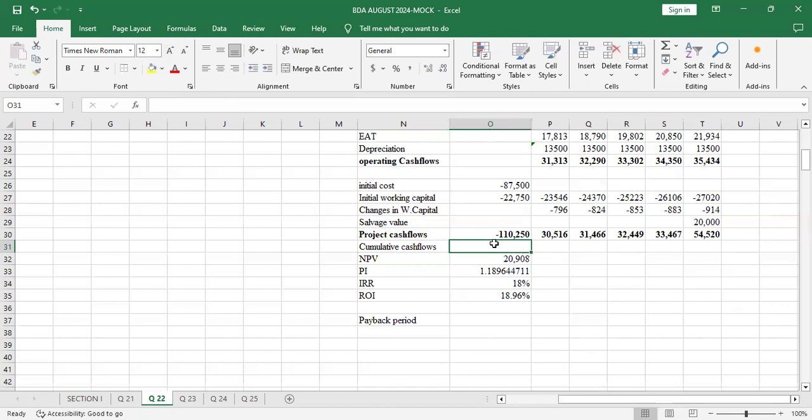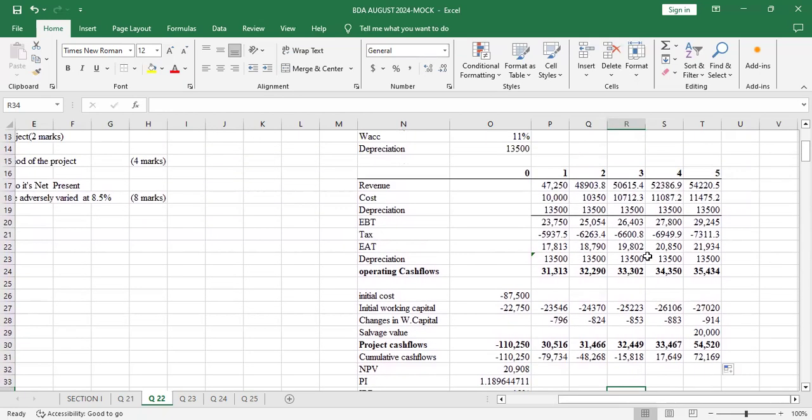Cumulative cash flows. We just cumulate the cash flow. For year 0, we have negative 110 to 50. Then for the second year, we have this, but now plus this. From here, I just drag, and we'll have the values all through. The payback period is where the cumulative cash flow changes from negative to positive.